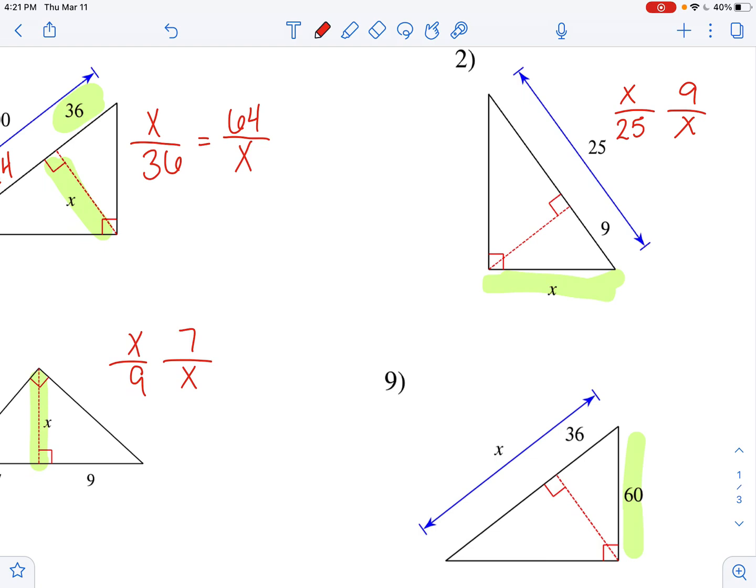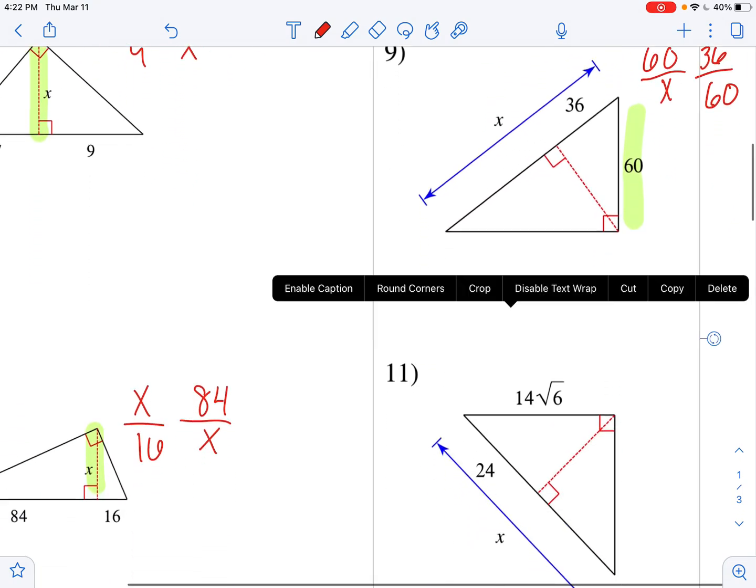So even if the leg is a whole number, even if the leg is not x, it's still going to go in both fractions. The whole hypotenuse, what is the whole hypotenuse here? Well, that is x. So x goes in one fraction, and 36 is that part of the hypotenuse closest to the leg there. So 36 goes in that last blank.